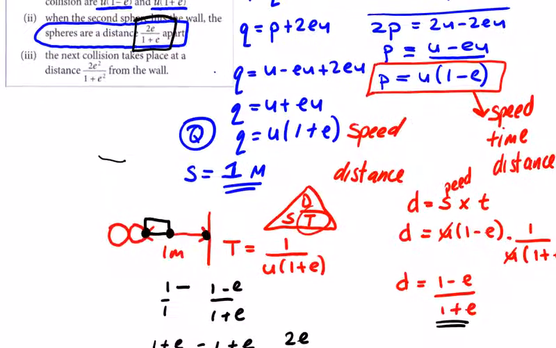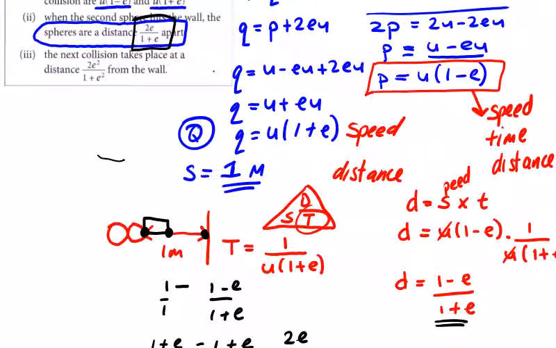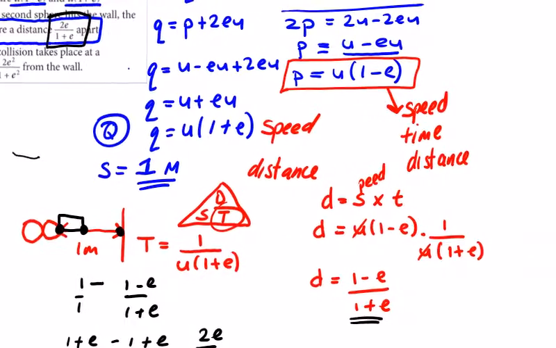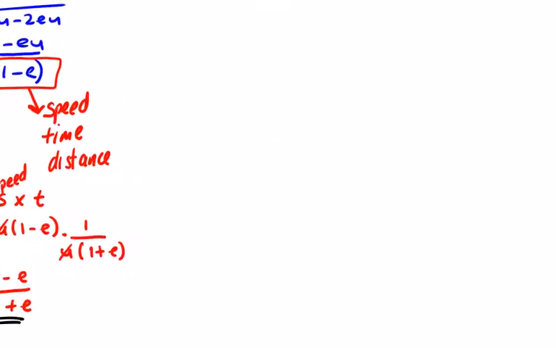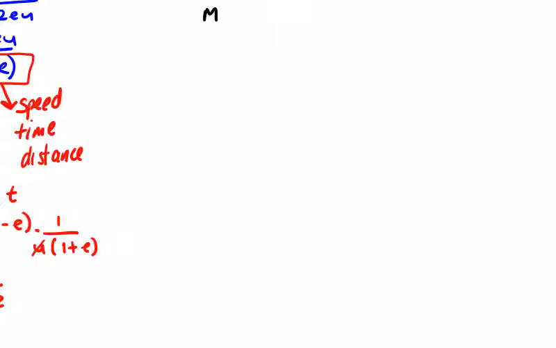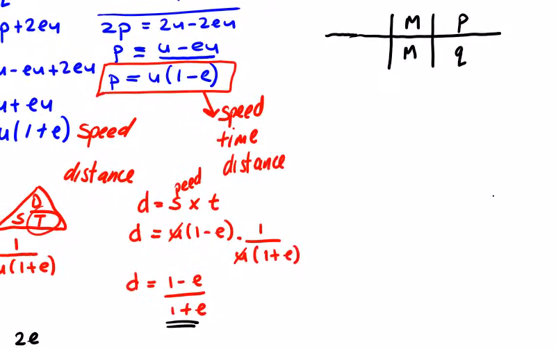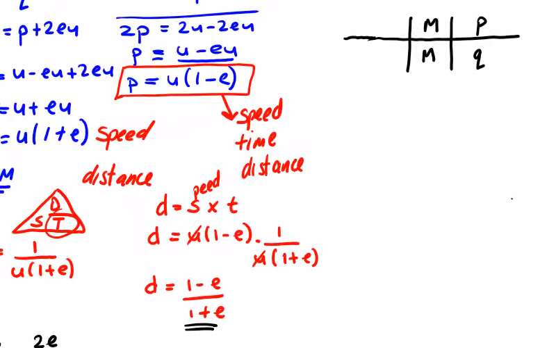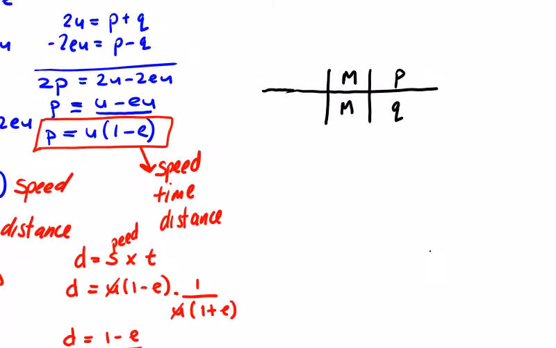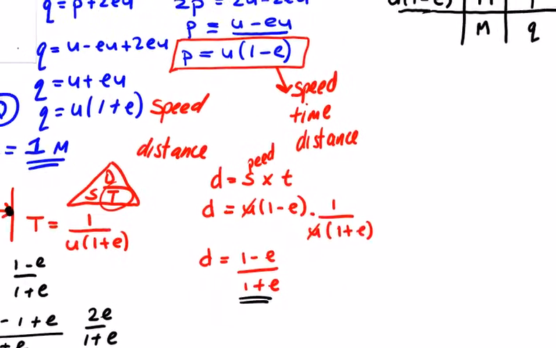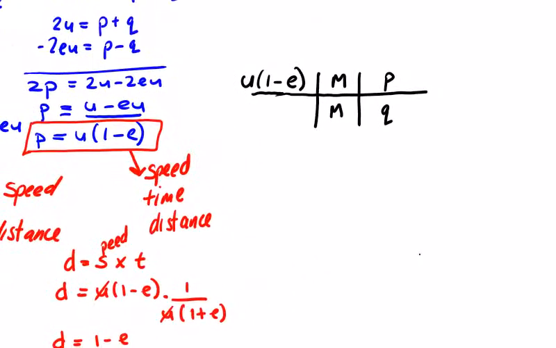We're asked to show the next collision takes place at distance 2e squared over 1 plus e squared from the wall. Okay, let's have a look at what's going on here. We have the same masses traveling at different speeds now. We don't know their speeds afterwards again, P and Q. We should probably call them V1 and V2 because we have P and Q already. P is traveling at u times 1 minus e, and Q we got to be u times 1 plus e.